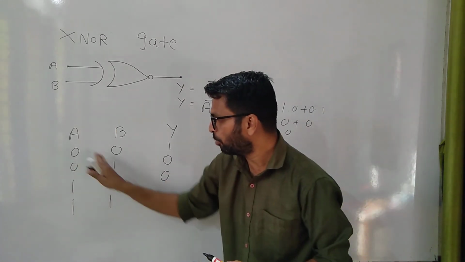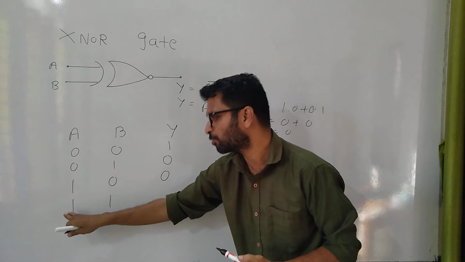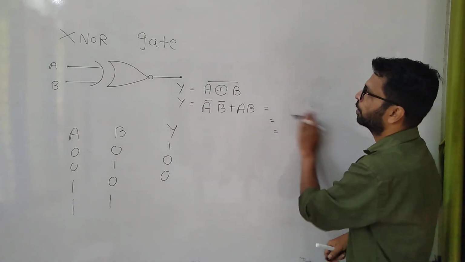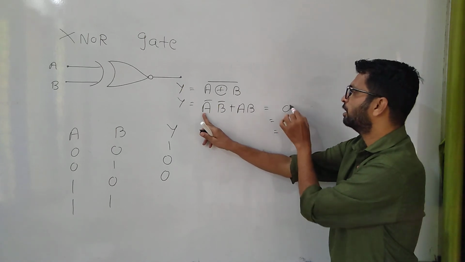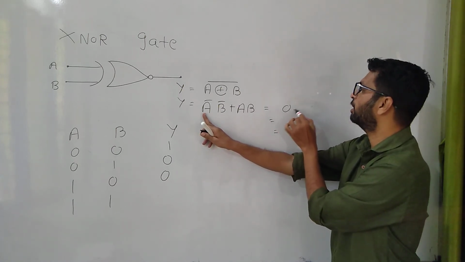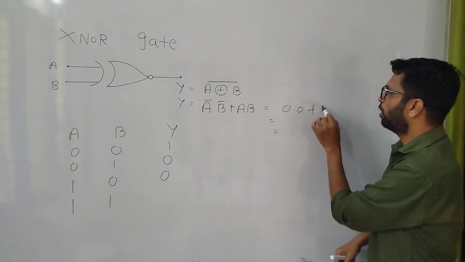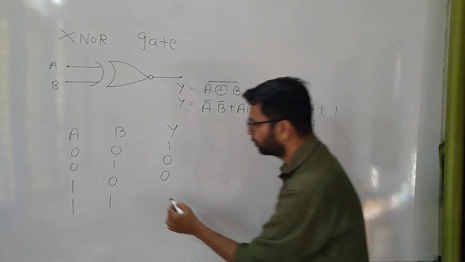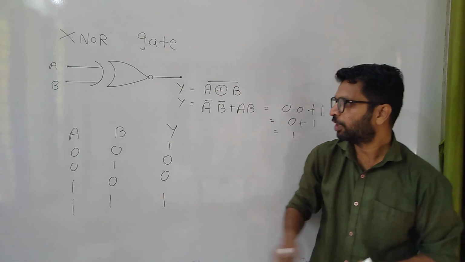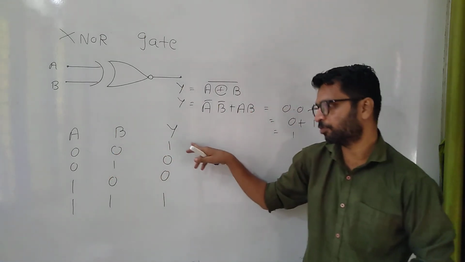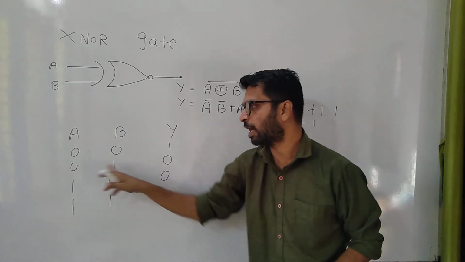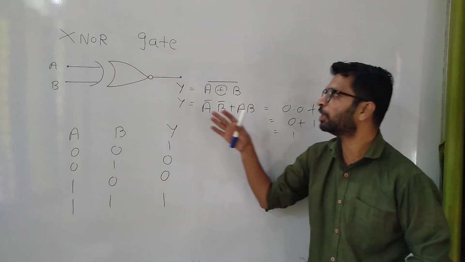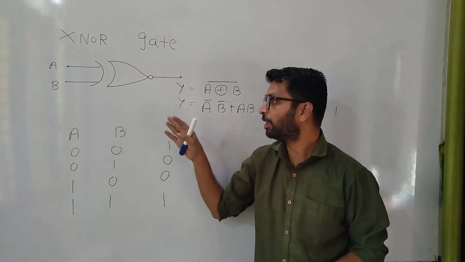When the inputs are the same, so lastly we will check 1 1. So 1 bar is 0, again 1 bar is 0, plus 1 into 1, so that is 0 plus 1, so that is 1. When inputs are the same, the output is 1, and when the inputs are different, the output is 0. So in this way you can learn these 7 gates.